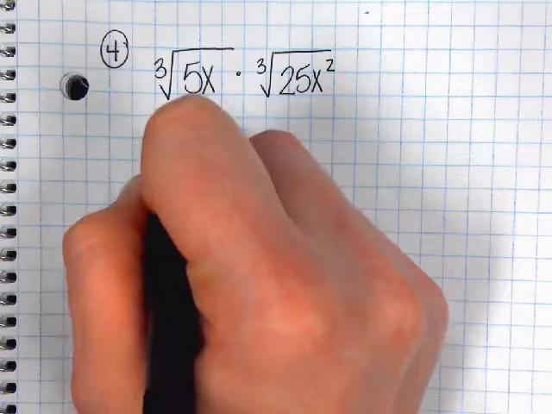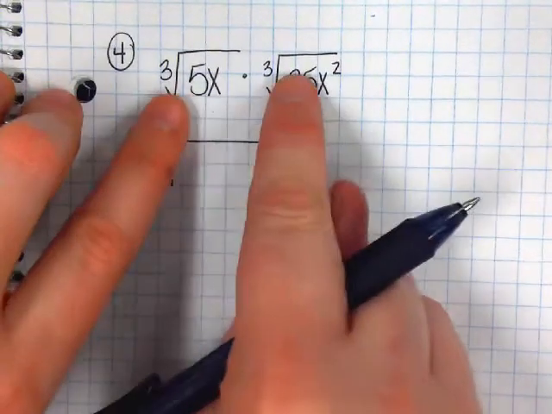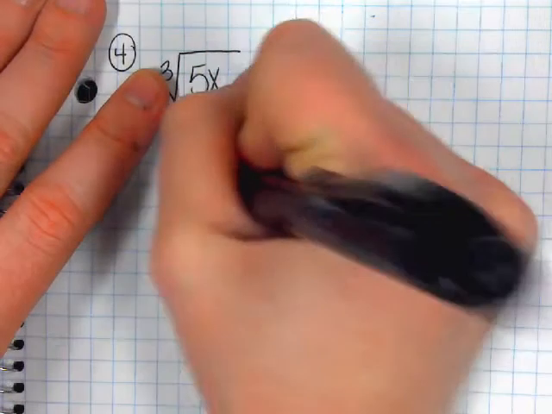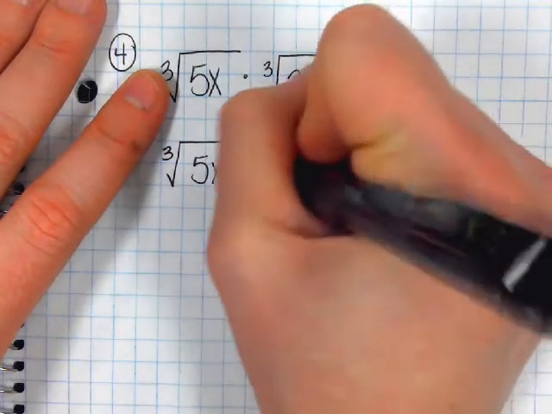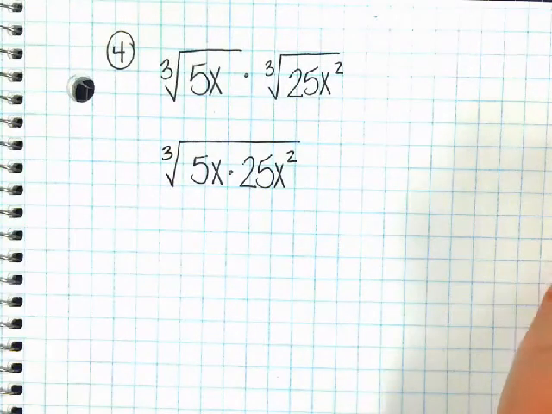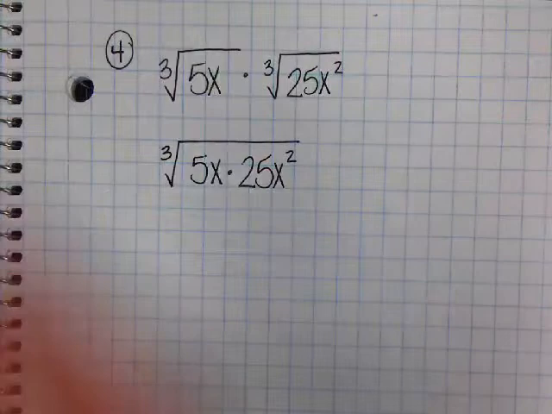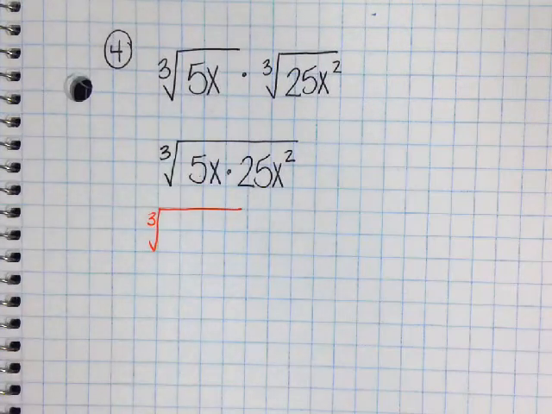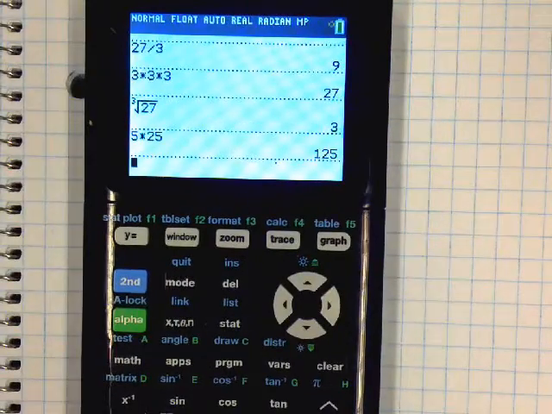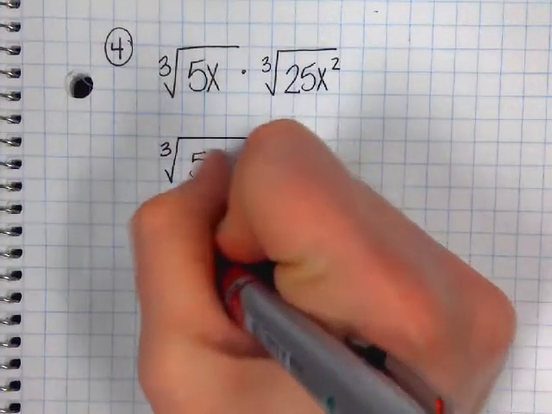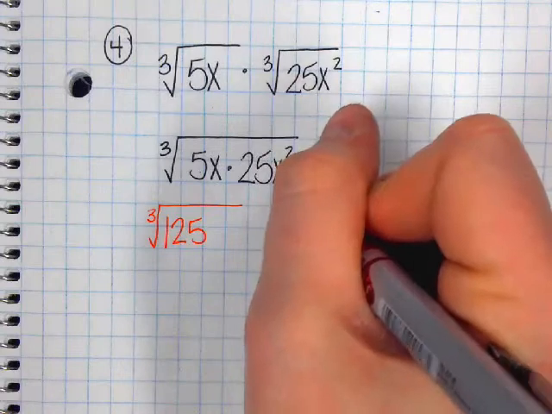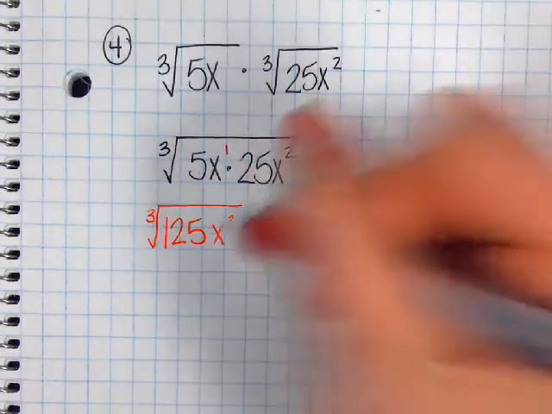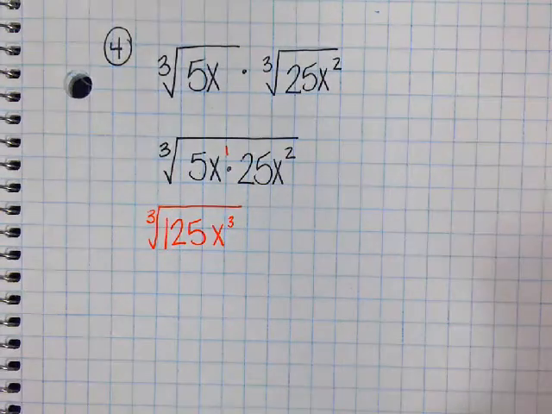the information that's inside. So we're going to write 1 cube root. So now all of this information, since there's a multiplication sign between them, we're going to take 5x and multiply by 25x squared. So then we have the cube root. 5 times 25 is 125. And then x times x squared, that would be x cubed, because that's 1, and then 2 more, that makes 3.